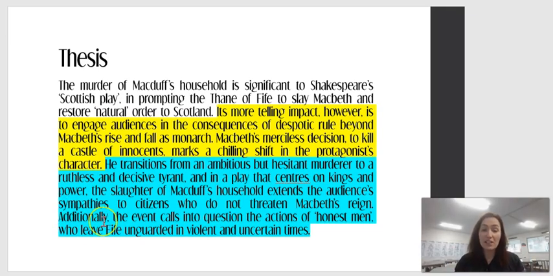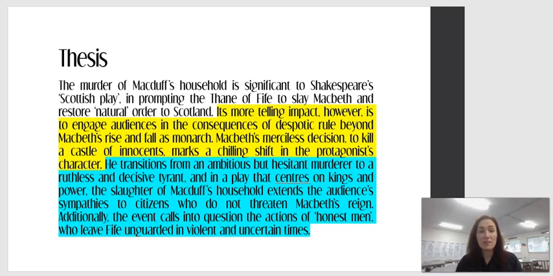We also have additionally, event calls into question the actions of honest men, who leave faith and guidance. So what is really interesting here is we're going to look also at Macduff and the fact that he left his family. Why did he do that? Possibly the essay could look into the sacrifice of it is more important to sacrifice family for country because that's the greater good. Okay, that's a potential look at things, but basically it's alluding to it without telling us.